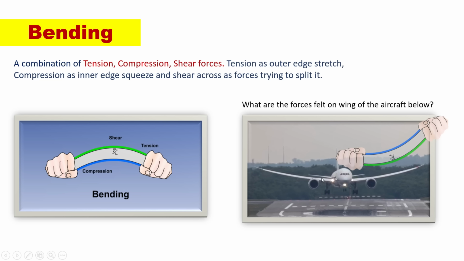Again, if you didn't understand, I'll tell you again. First of all, see this diagram here. It is being bent downwards. Now we inverted the diagram and placed it here, and this is exactly how our wing is looking. It is bending upward, right? So the compression would be felt on the top and the tension will be felt on the bottom. Shear forces will be across.